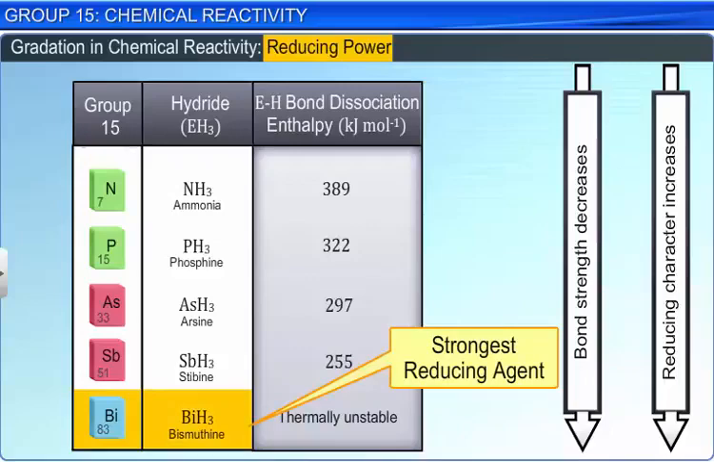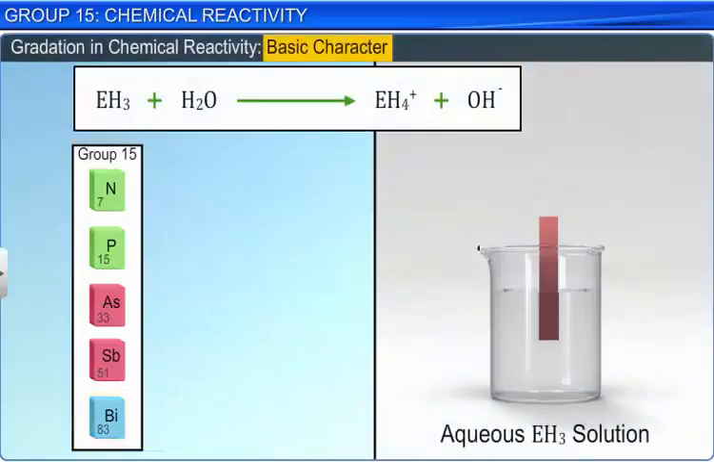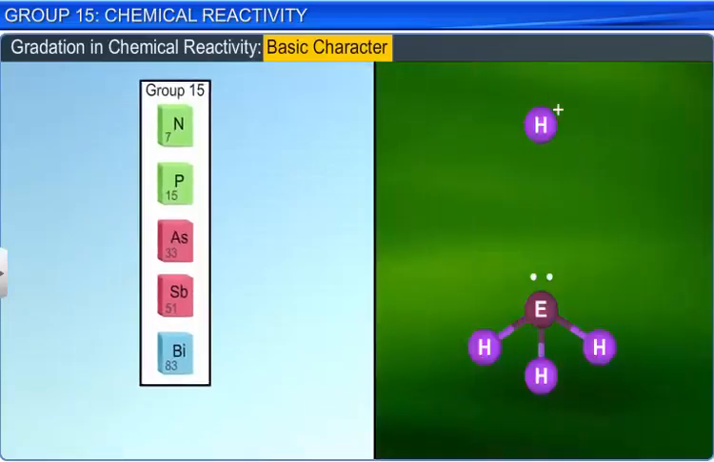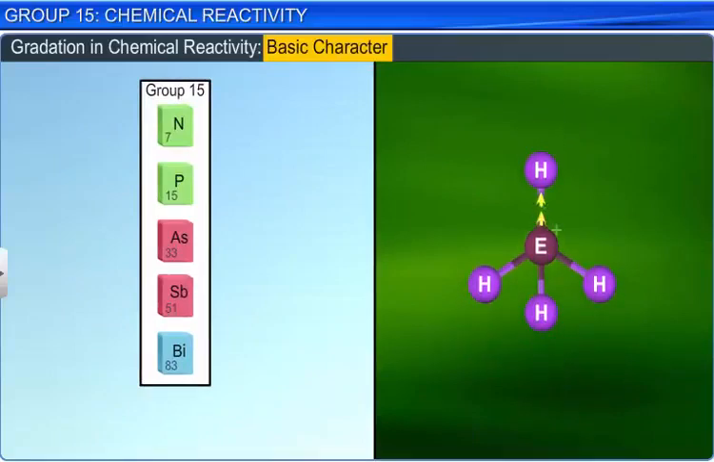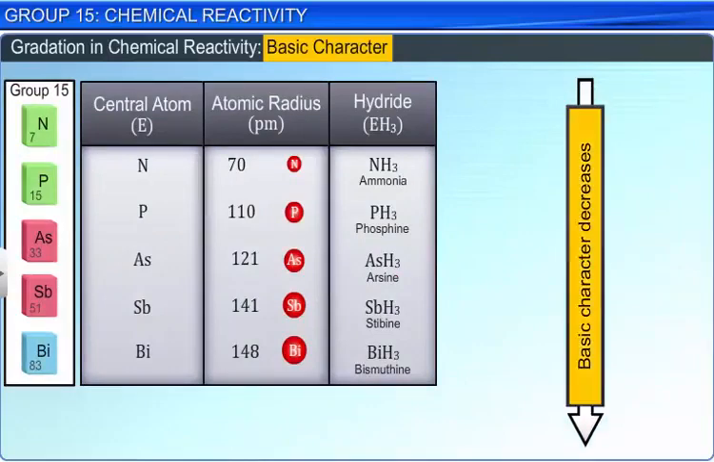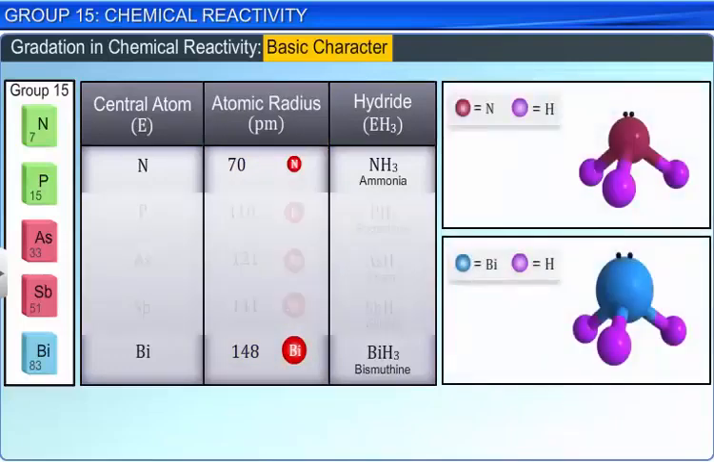These hydrides are basic in nature. They act as Lewis bases due to the availability of a lone pair of electrons on the central atom. However, their basic character decreases down the group with an increase in the size of the central atom. With the increase in size, the lone pair of electrons gets dispersed over a large area of the central atom. Thus, the tendency to donate the lone pair of electrons gradually decreases.